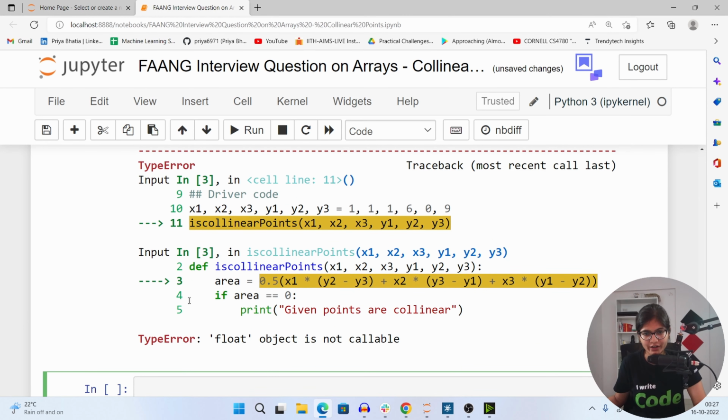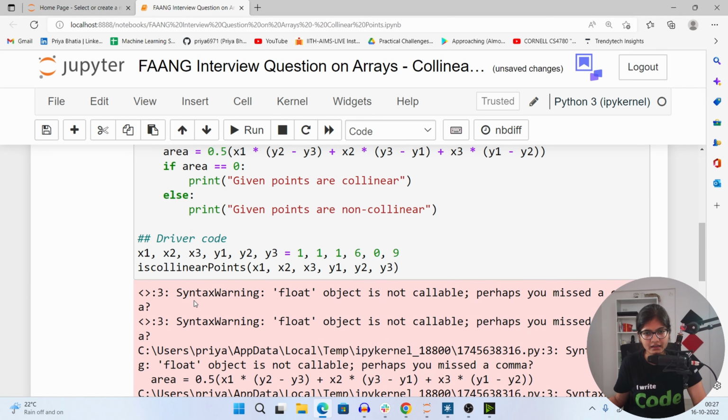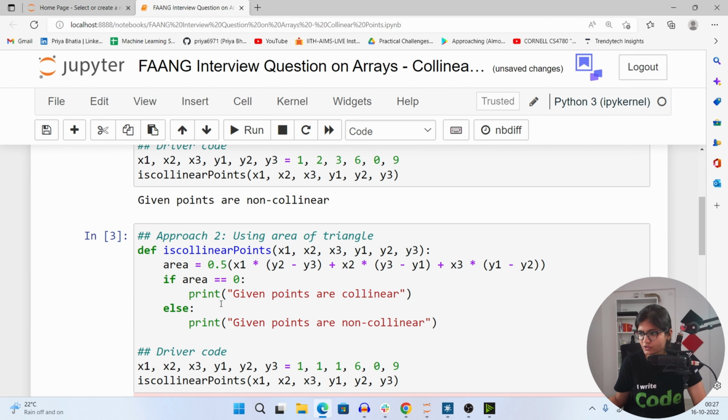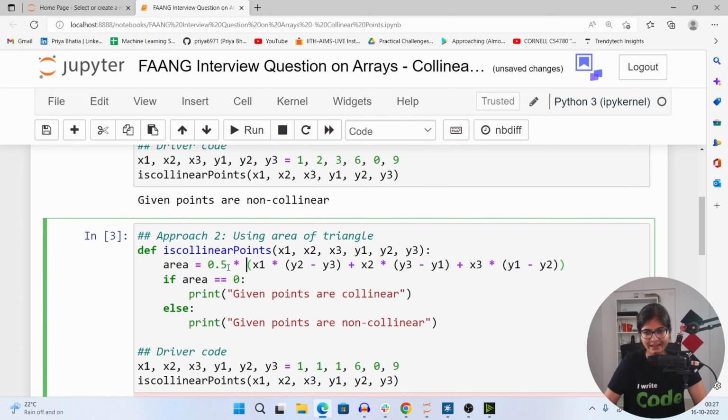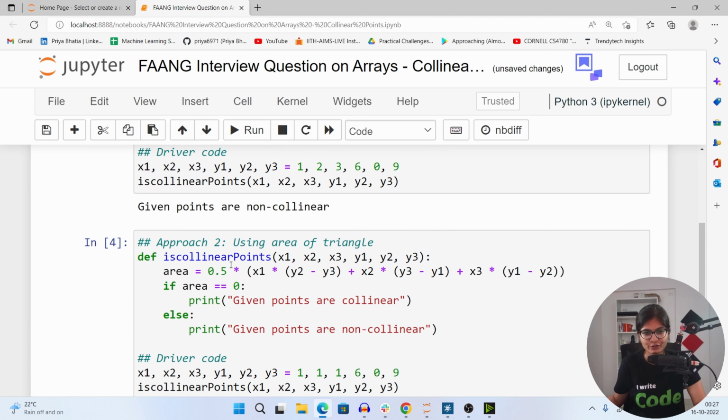oops, we're getting some warning here. Let me try to figure it out. Here we are getting the area value 0.5. Let me put a multiply sign here. Yes, now it is fine.